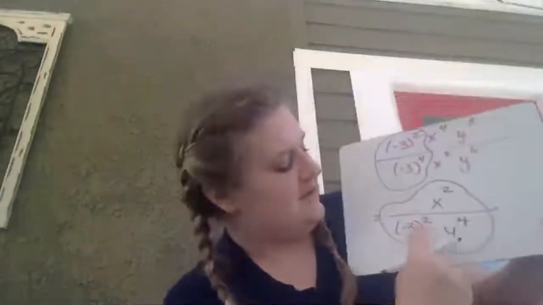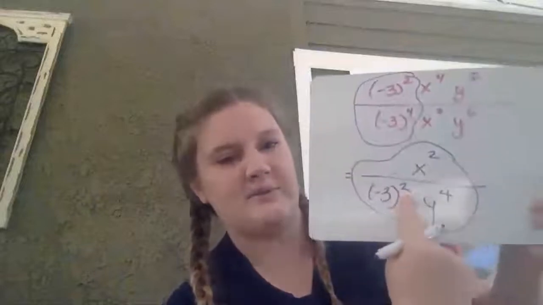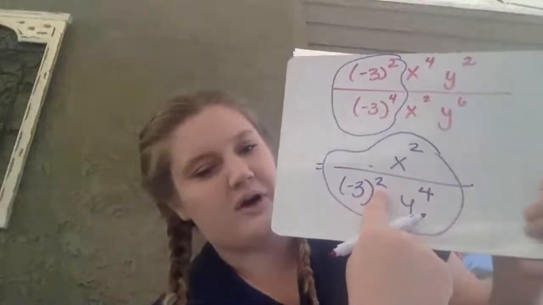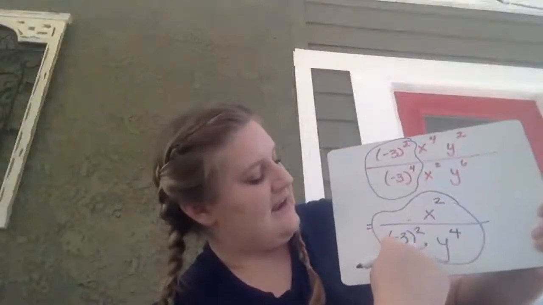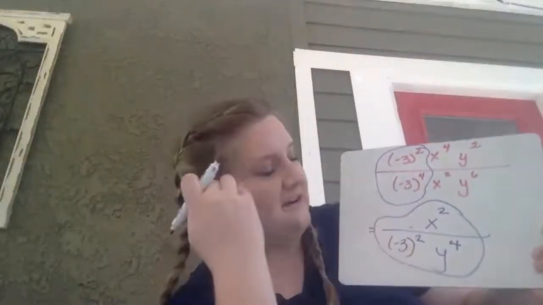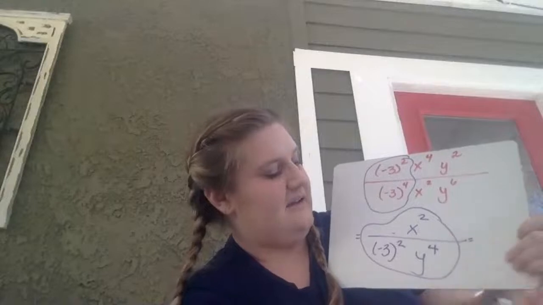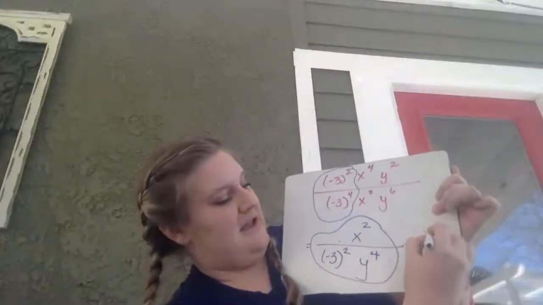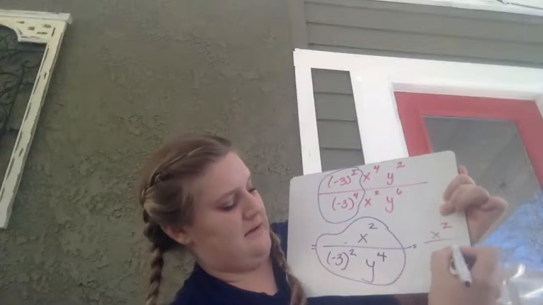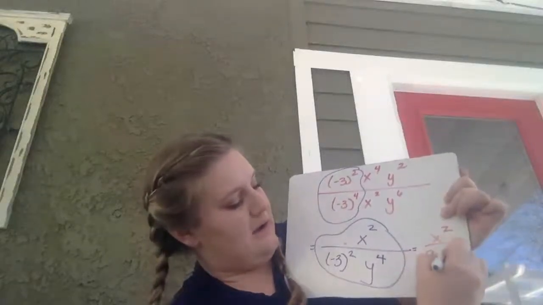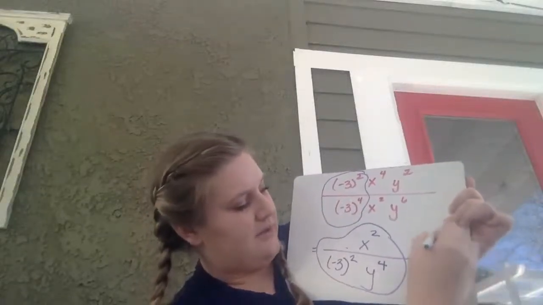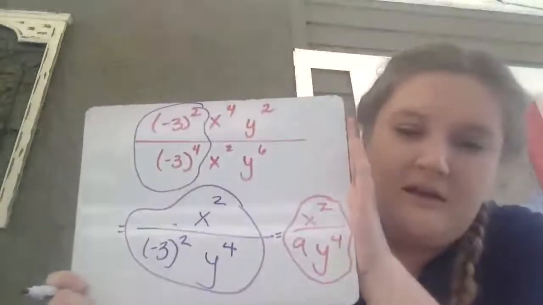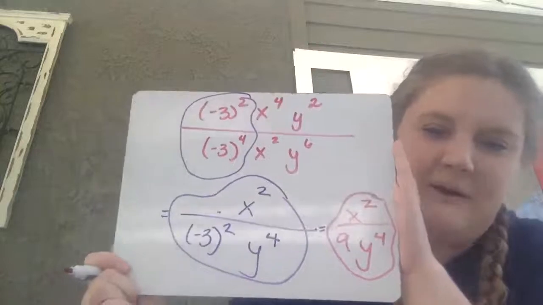But since our exponent 2 is less than 5, we can simplify this even more and say that -3 in parentheses squared is 9. So our real for sure final answer is x squared on the top, 9y to the 4th. There we go.